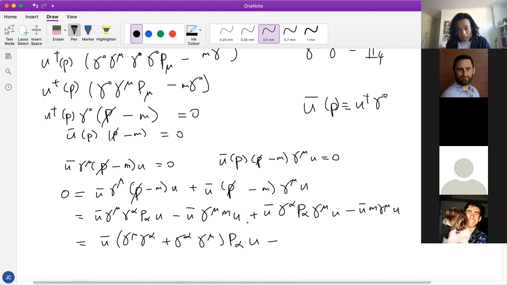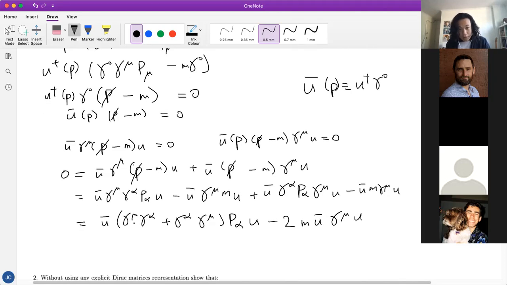And then the other one, these two are essentially the same. So minus 2m U bar gamma mu U. So I'm respecting the order of this U bar gamma mu U, but where this mass term goes is because mass is just a number, so I can just take it out of front and not have to worry about it. So you can see the first one here is just the anti-commutator for the gamma matrices.